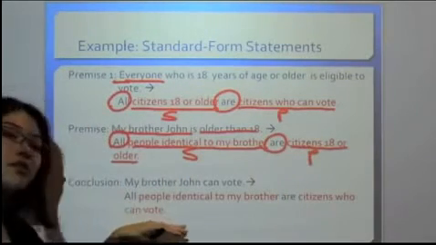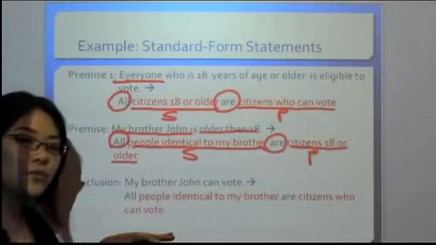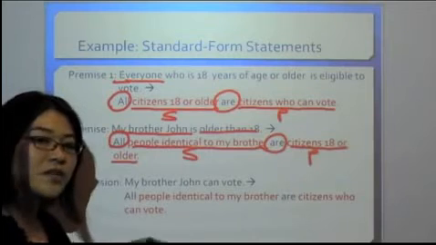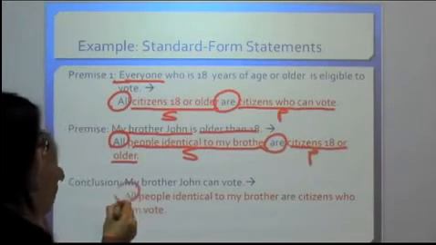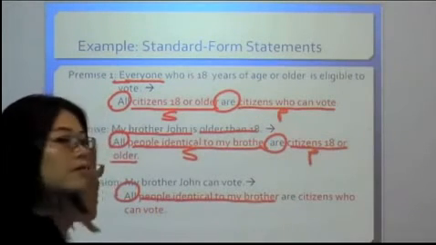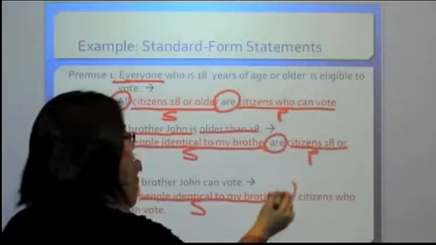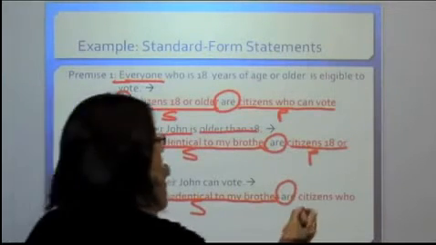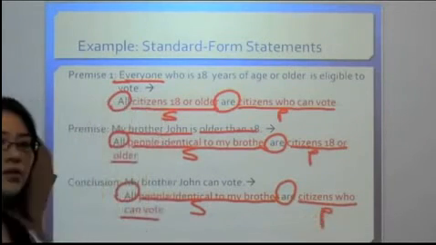And then finally the conclusion, my brother John can vote, okay? Again, we use a parameter because it's talking about a specific person, a particular person, my brother John, okay? So we'll use all as a quantifier, and people identical to my brother, again, okay, as the subject term, okay? Then are becomes the copula, and citizens who can vote as the predicate term, okay?